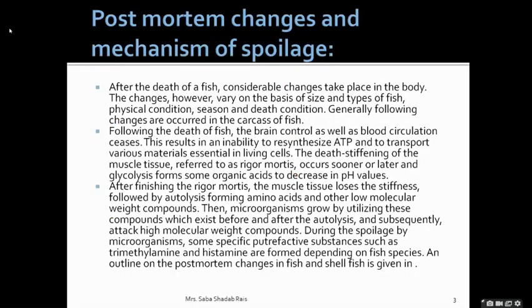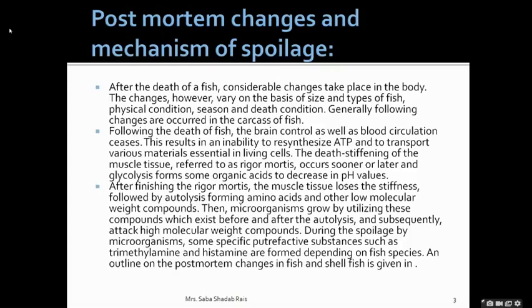First, we will be talking about the postmortem changes and the mechanism of spoilage. Now, what are the postmortem changes? What is spoilage? I had already discussed what headings we are going to learn in that, but why are these postmortem changes going to occur?